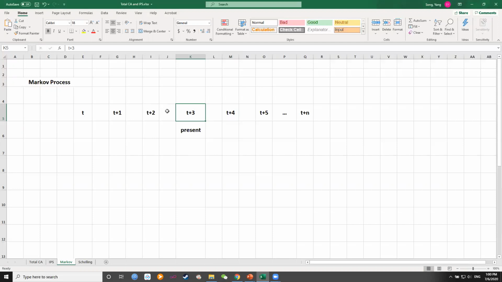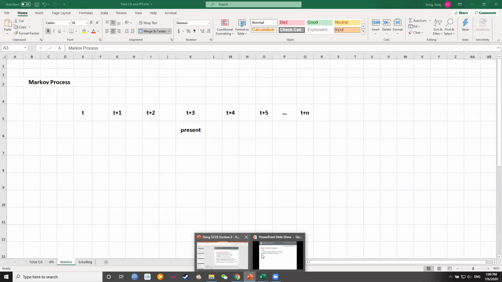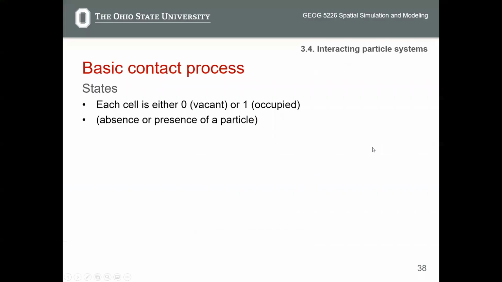So there is memory, but only memory from the last tick. The state at t+4 is only decided by t+3, but not other history. So this is a Markov process. It's a statistical concept and it's complex, but in this course, you just need to know this. Okay, let's get back to the slide.